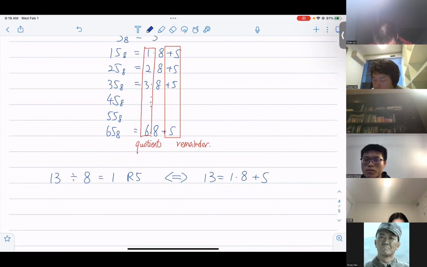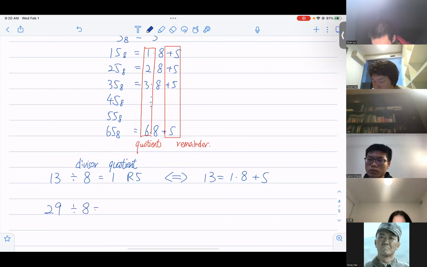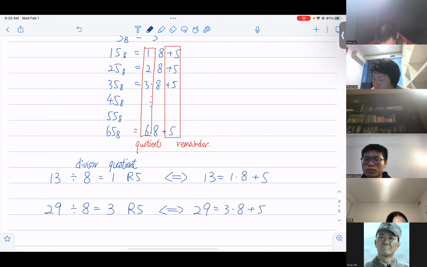I think everyone should know this. This is what we call the divisor, this is the quotient, and that's the remainder. We all know that the dividend is divisor times quotient plus remainder. Another example, 29 divided by 8 is 3, remainder is again 5. And that's equivalent to say that 29 is 3 times 8 plus 5, which is this number, 35 in base 8.